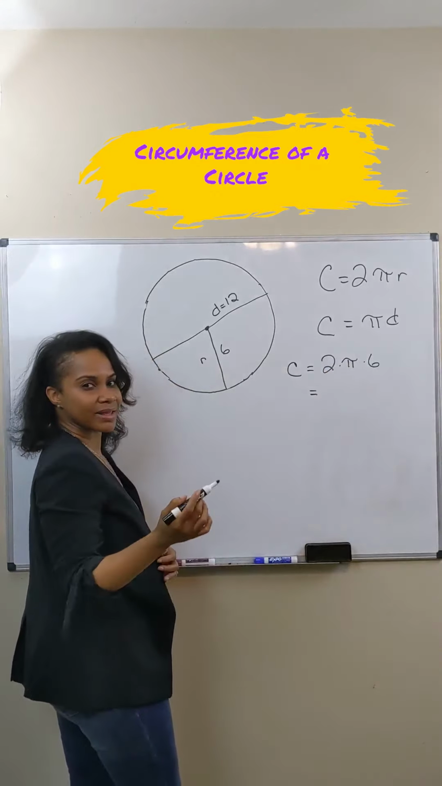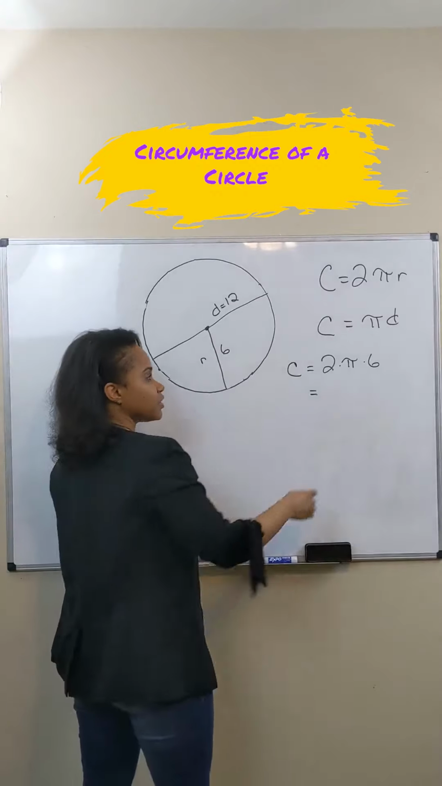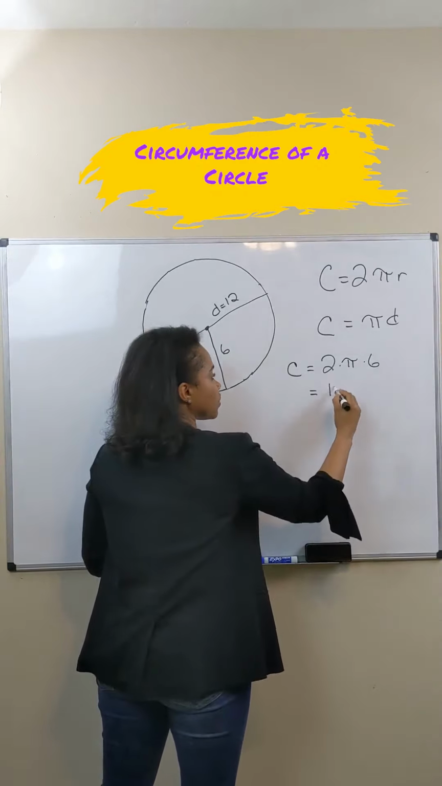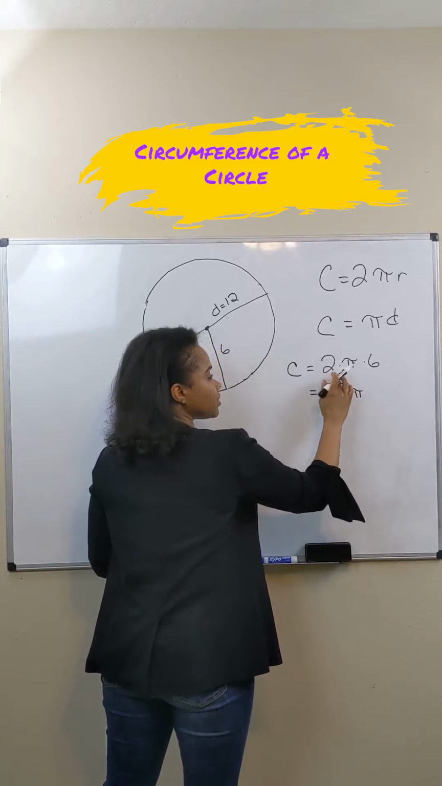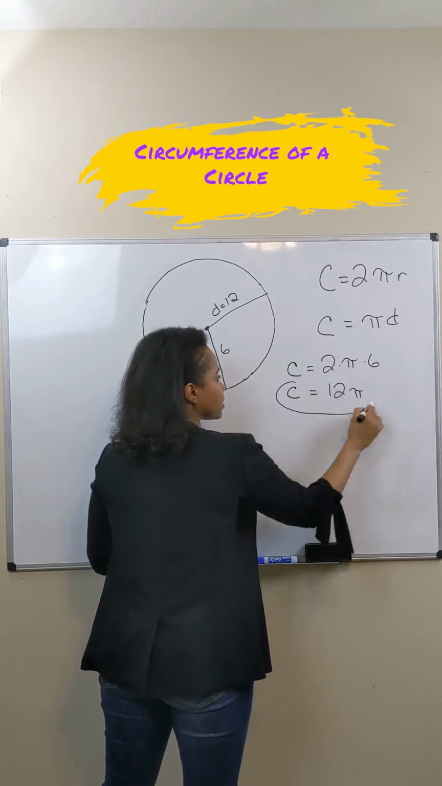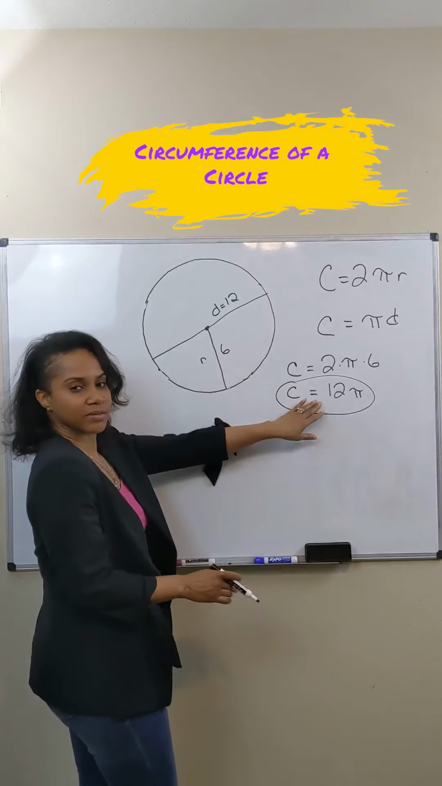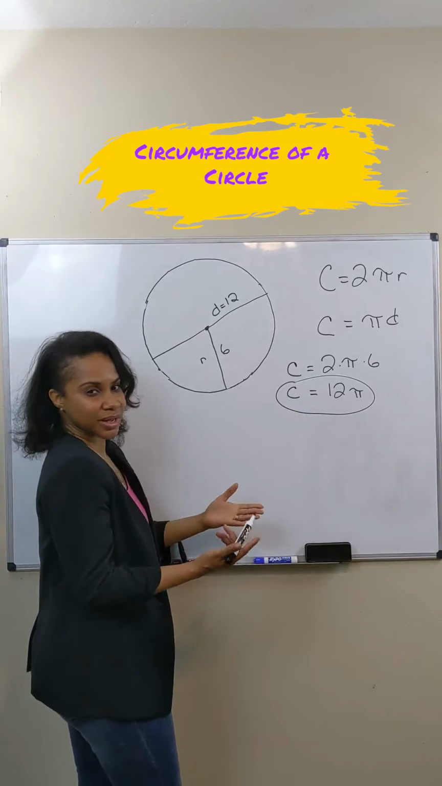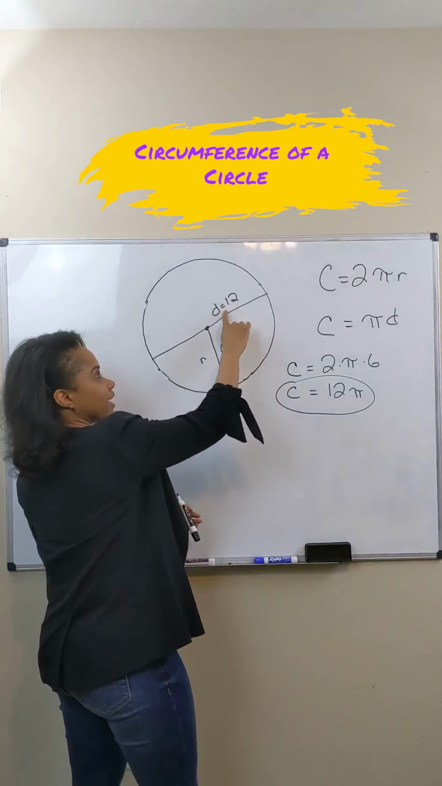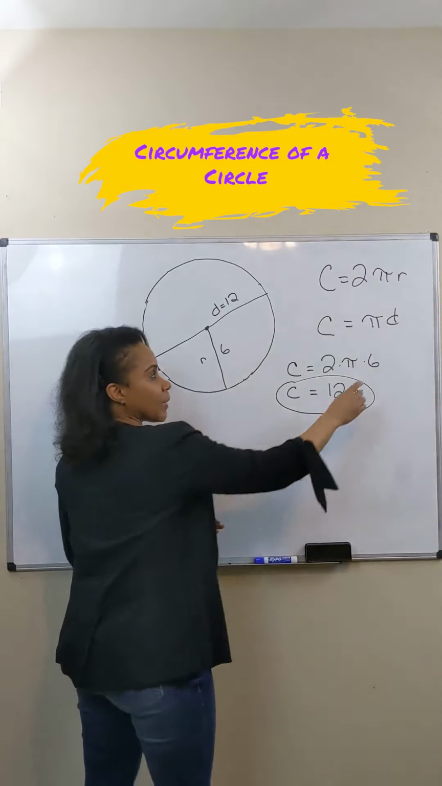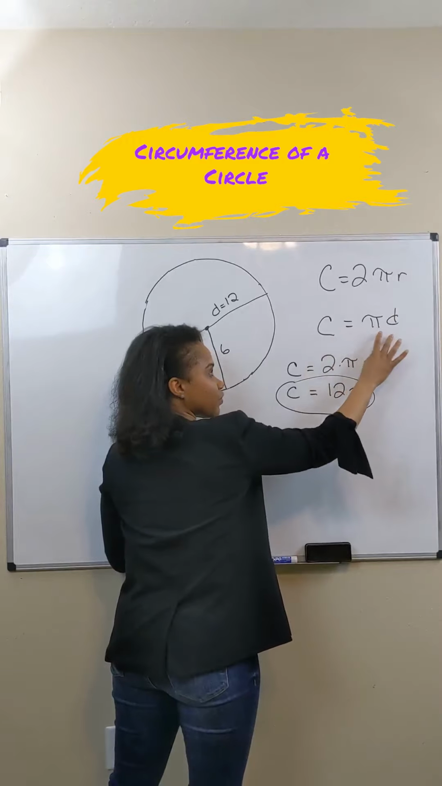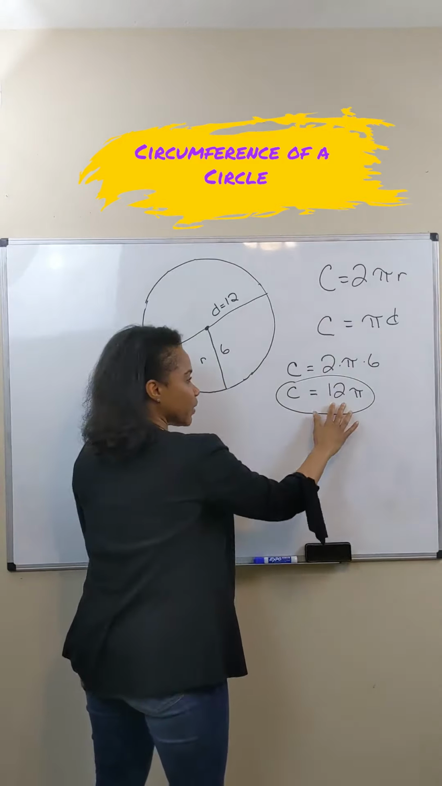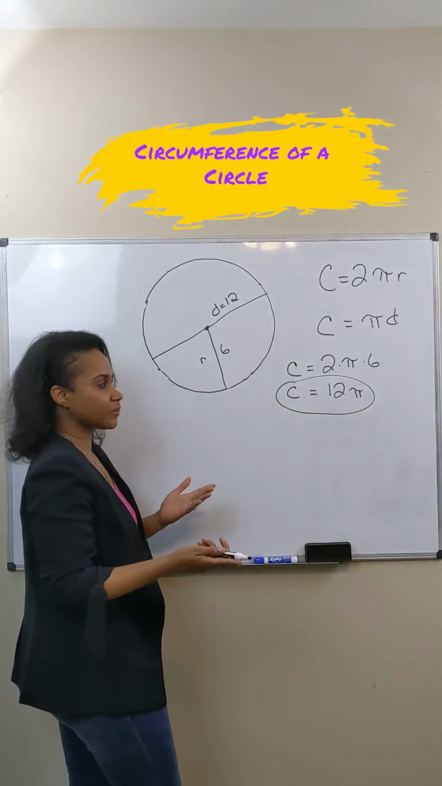If I want to write this in terms of pi, meaning you just leave pi in your answer, my answer would be 12 pi because 2 times 6 is 12. So that is my circumference of this circle in terms of pi. Now, if I just wanted to use the diameter, I could simply say, okay, the diameter is 12, and if I plug in 12 for this formula, I would get 12 times pi, which is just 12 pi. So either way, I'm going to get the same answer.